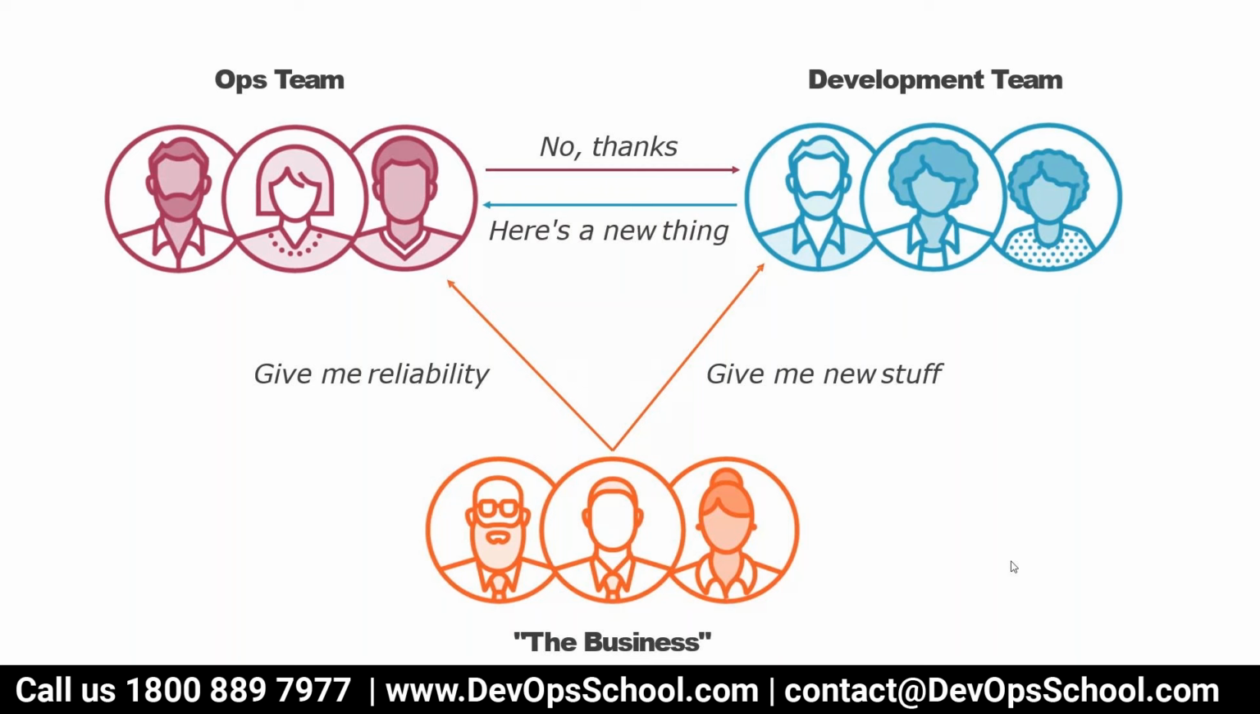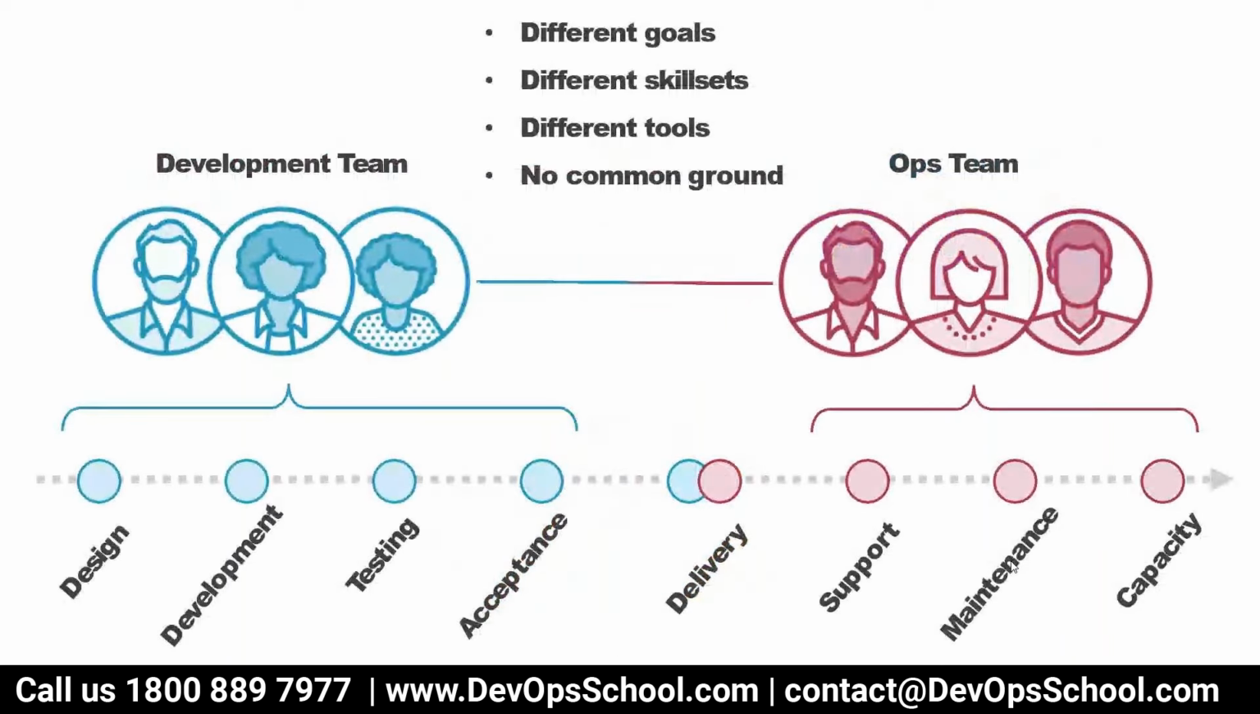And that is where the development team does not have patience, because they say our priority is to release the new feature in the market, and you guys are not supporting it, right? So this is how the ops team and development team are. If you look at the anatomy of ops versus development, development primarily works on the design, development, testing, and acceptance criteria of the software, whereas the ops team works on supporting the production environment, maintenance, and capacity planning, and they only interact during the delivery.